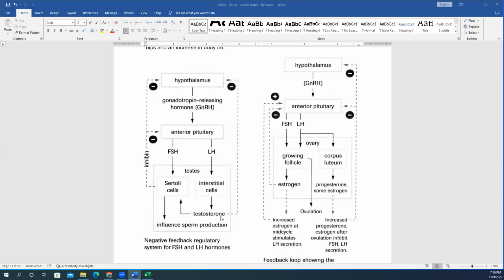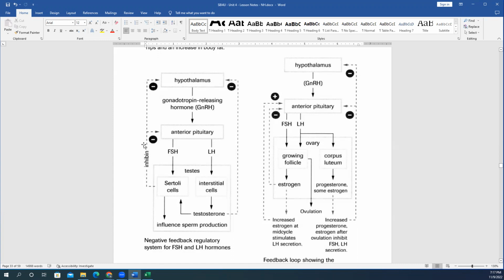The production of testosterone will further reinforce the production of sperm from the Sertoli cells, but it also acts as an inhibitor once the levels have reached high enough to go back and slow down the production of GnRH from the hypothalamus, slowing down the release of LH and FSH from the anterior pituitary, and slowing down the production of testosterone from the testes. So this acts as a negative inhibitor loop over here.